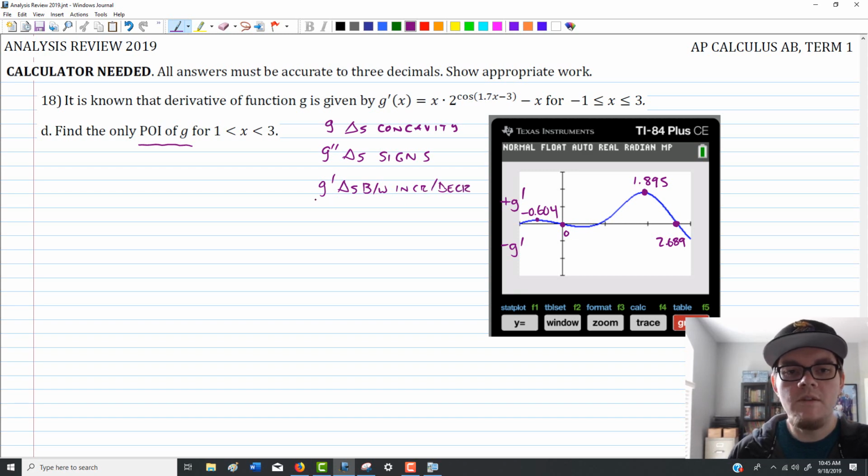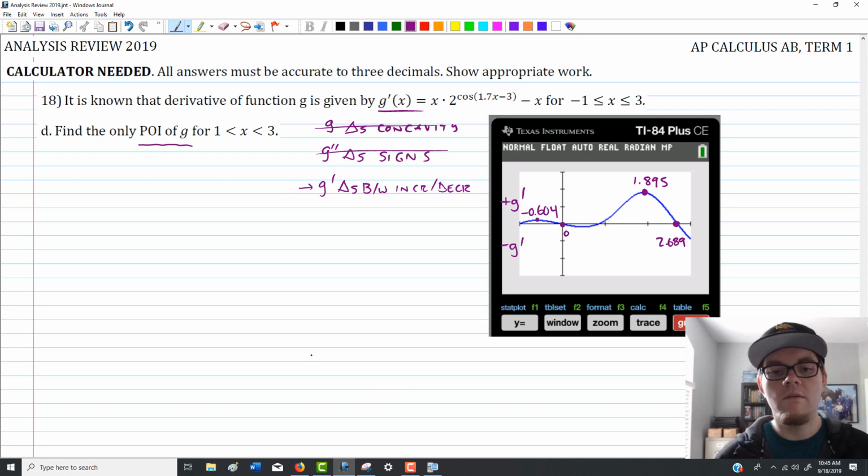So we're looking for any of those options. Keep in mind we were given G prime of X, so we can ignore those first two. Our focus is going to be using G prime, the tool that we're provided. When life gives you lemons, don't make beef stroganoff.